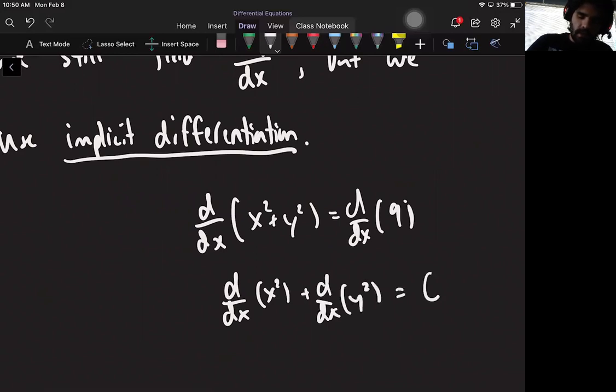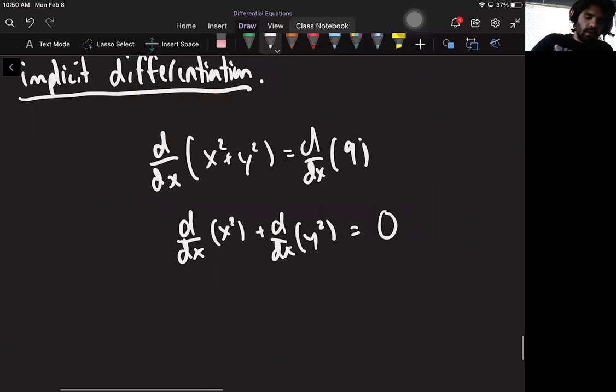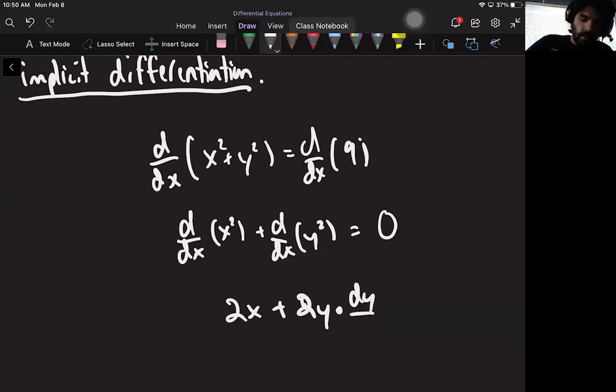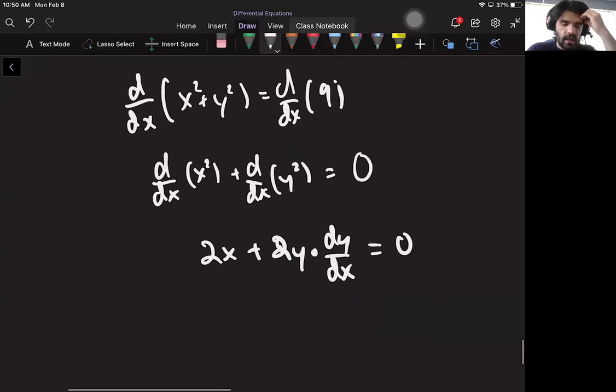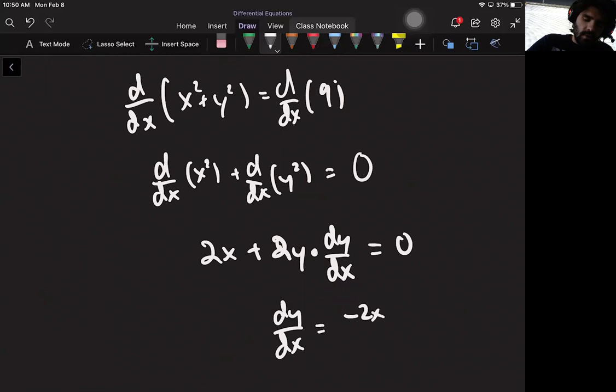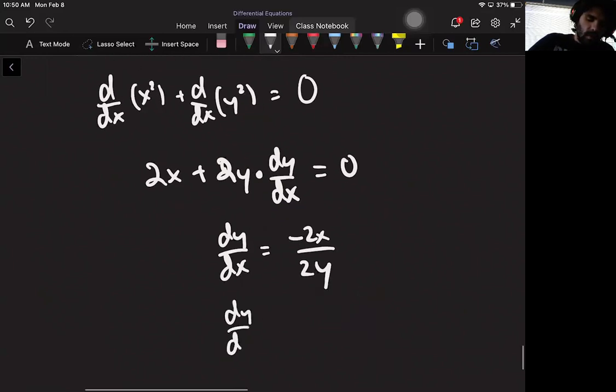Well, the derivative of a constant is 0, so that side will be 0. Over here, when the variables match, you just do your usual rule. So derivative of x squared is 2x. But then when the variables don't match, you do the usual rule, but then you have to multiply by dy dx because of the chain rule. And then you can still find dy dx by solving for it algebraically. So if I just subtract the 2x over and then divide by 2y, I'll have solved for dy dx.